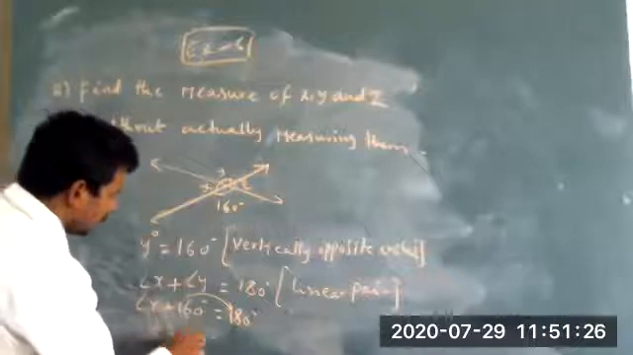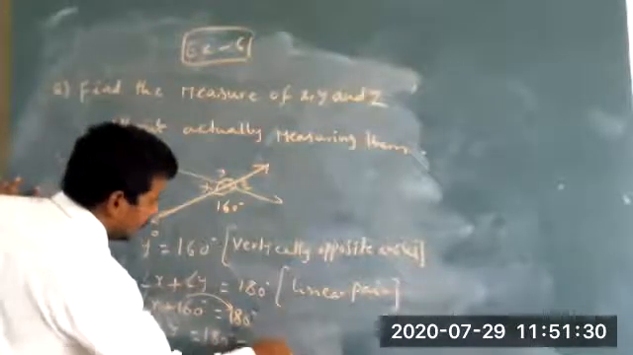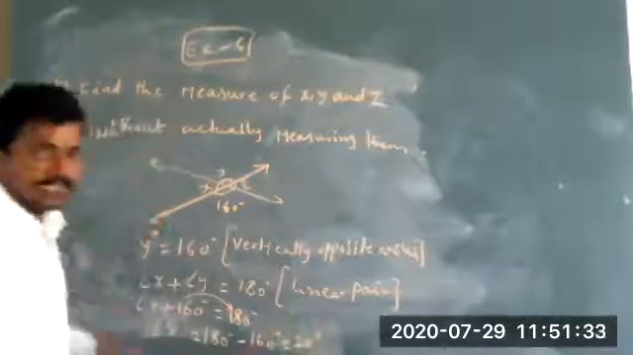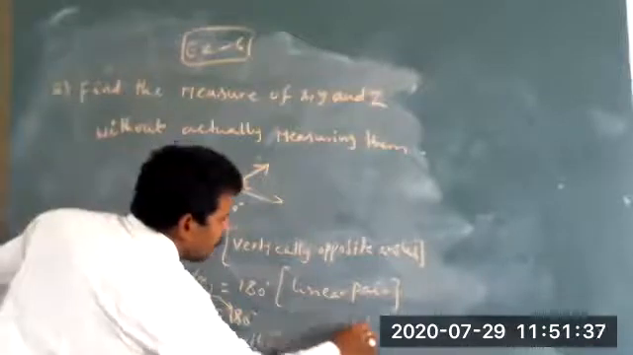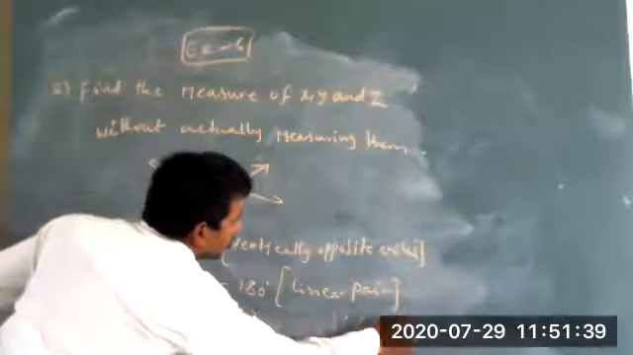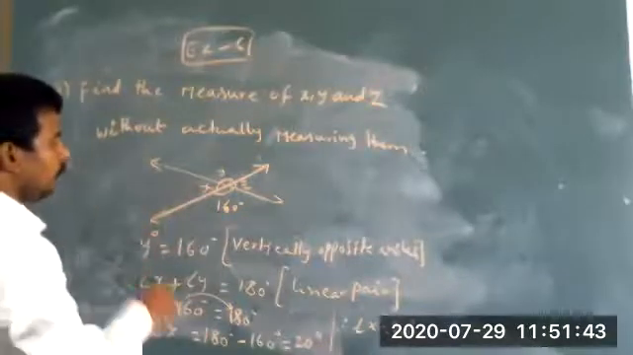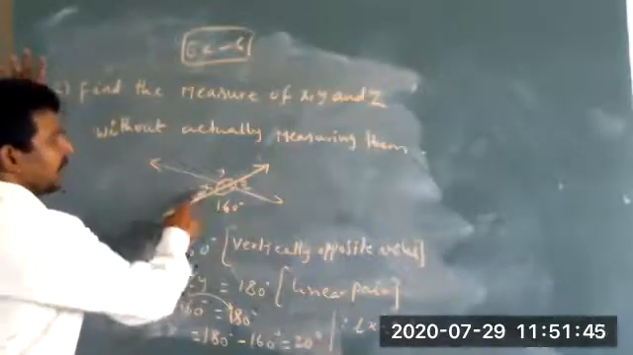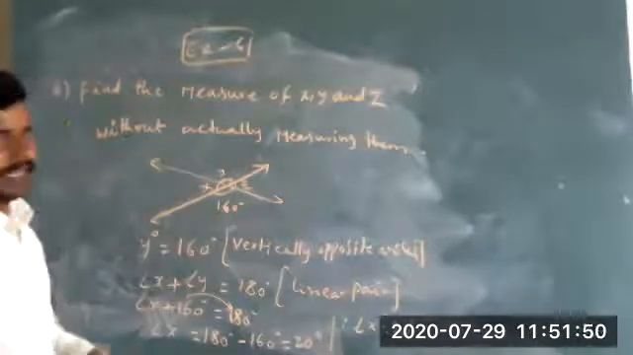So angle x is equal to 180 degrees minus 160 degrees. We get how much, children? 20 degrees. So finally angle x equal to how much? 20 degrees. And once look here, angle x and angle z are both vertically opposite angles.